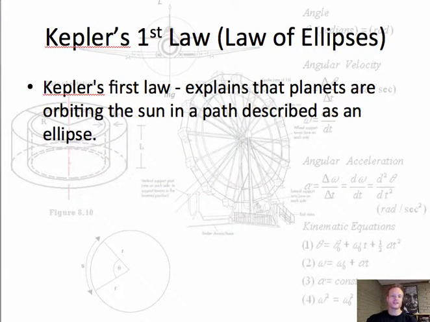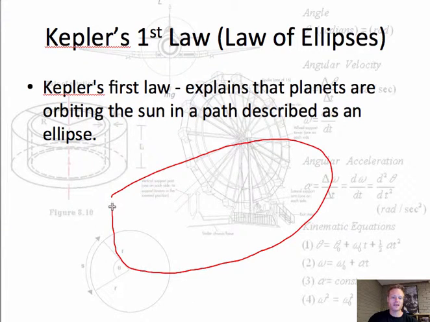The first of Kepler's laws I'd like to talk about is something called the law of ellipses. And it's actually pretty simple, pretty straightforward. Basically, the law of ellipses says that all planets orbiting the sun orbit in a path that's described as an ellipse. And basically, an ellipse I just consider to be like a funny shaped circle. So this would be an example of an ellipse. I'm making this pretty egg-shaped.